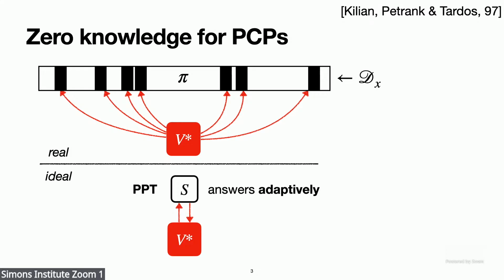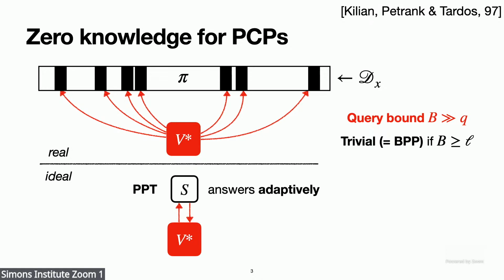this picture, as I've drawn it, if we have no restrictions on V star at all, this is trivial, because you can imagine that V star reads the entire PCP string, and then, because there's no CRS or anything, we just can't have any kind of zero knowledge guarantee for non-trivial languages. So what we will require is that the number of queries that this V star makes is limited, is a priori bounded by some number B. Okay, so V star can make any set of queries at once, it just can't make too many.